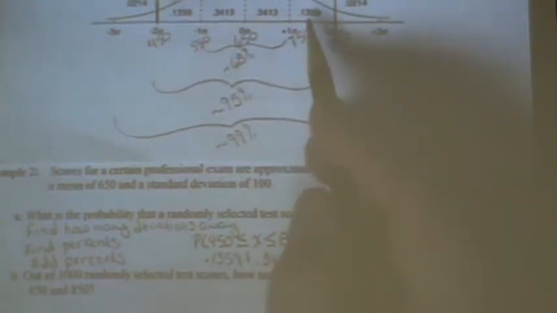So then, like I said, we're going to add these decimals. So we have 0.1359, and then we add 0.3413 plus 0.3413, and then plus our last one is 0.1359.